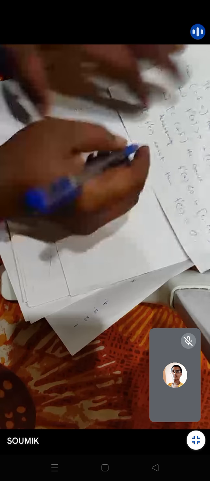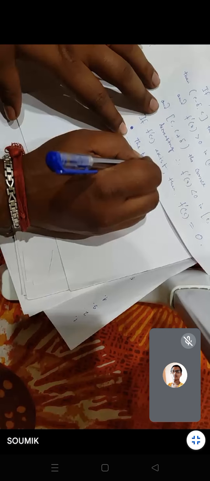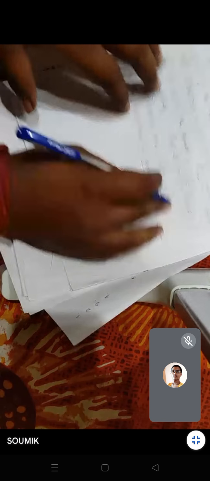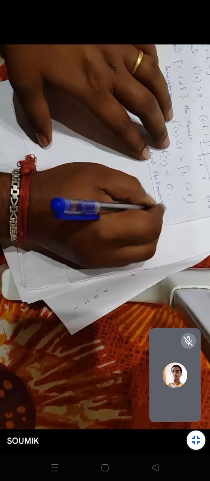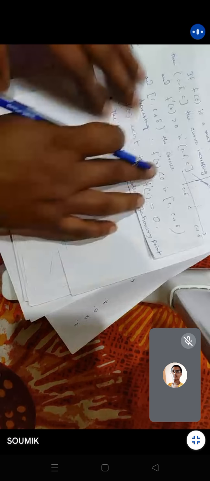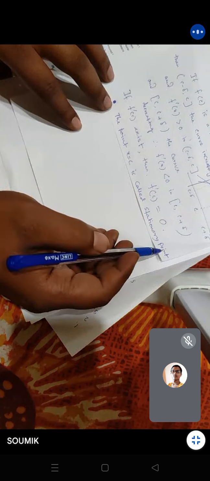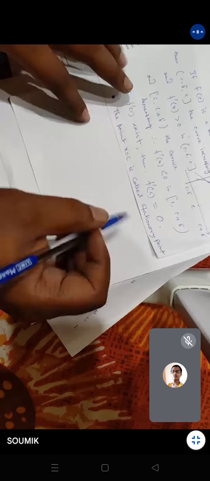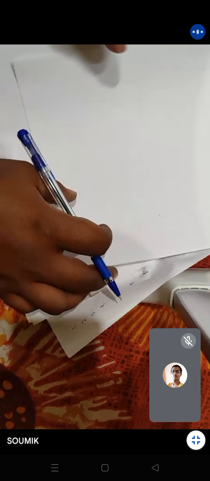The point x equals c is called a stationary point. That type of point c is called a stationary point. So f'(c) is equal to 0. That means c is a stationary point.